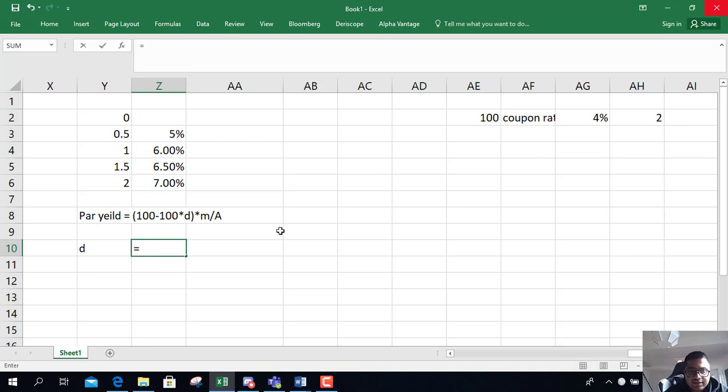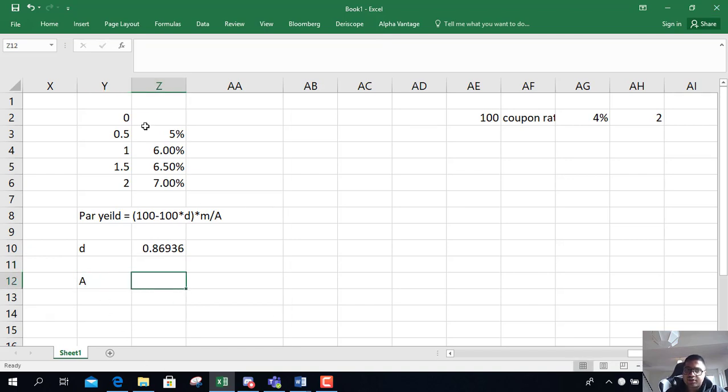So $1 is discounted, discounting exponentially always, at 7% into 2. Okay, 7% is the interest rate and 2 is the number of years. So it is 0.893. Now what is A?